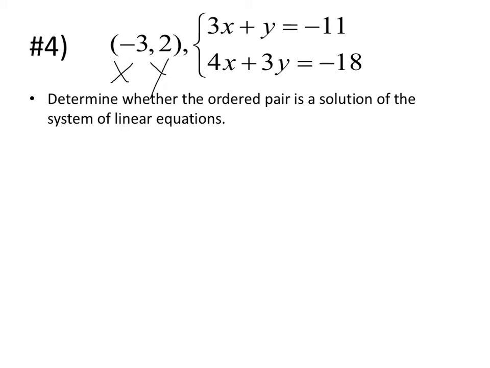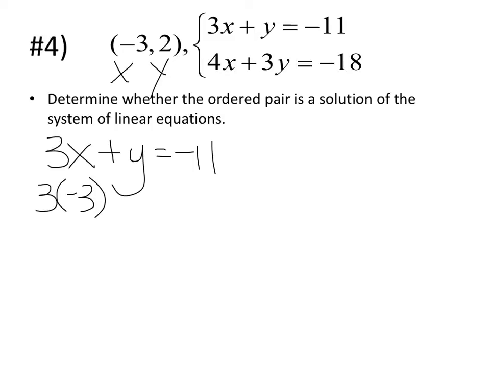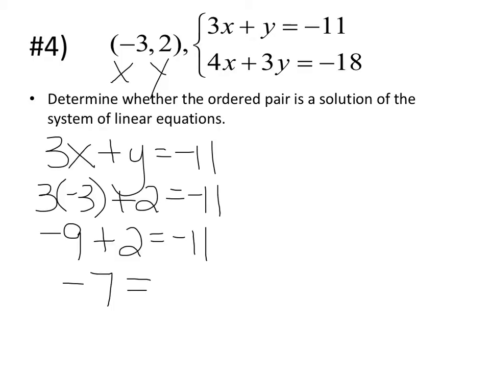So we have x and y. So we have 3x plus y is equal to negative 11. So we're going to plug in negative 3 for x and 2 for y. 3 times negative 3 is negative 9 plus 2 is equal to negative 11. Negative 9 plus 2 is actually negative 7. Negative 7 is not equal to negative 11.